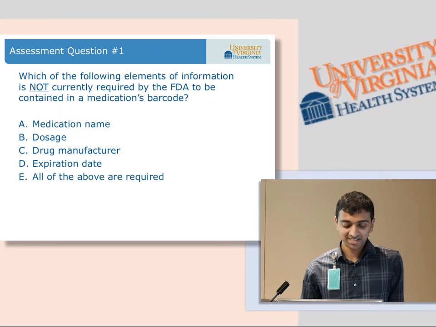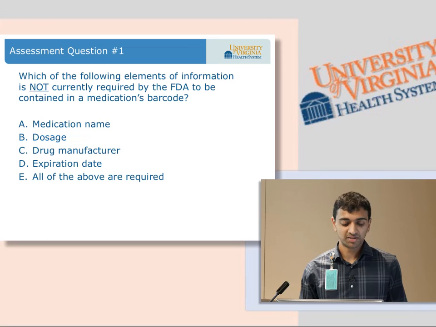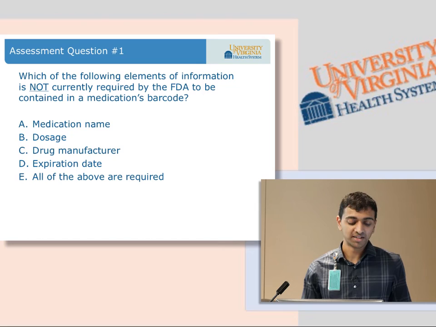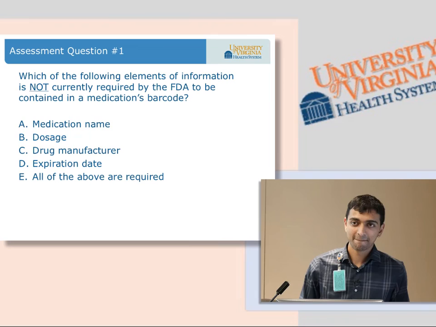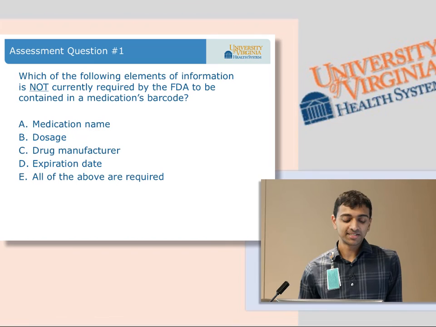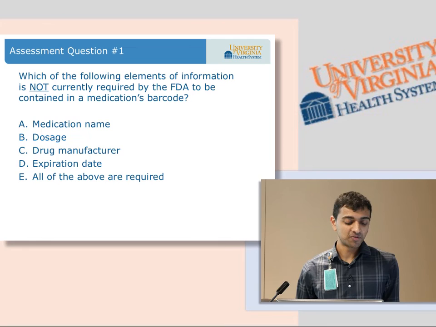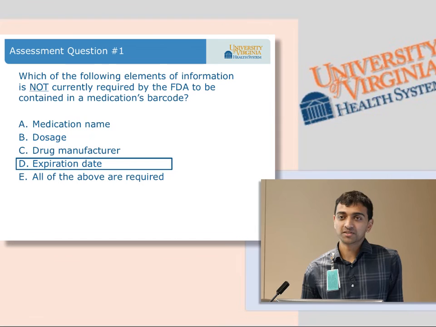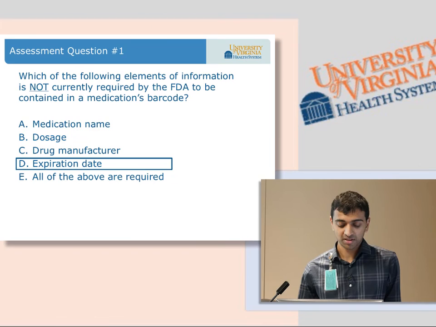So getting into assessment questions, I think you all have packs too. Going to the first question: which of the following elements is not currently required by the FDA to be contained in the medication barcode? Don't they all? Right now it's just the NDC that's required. And the NDC is the medication name or product, the dosage, and the manufacturer. Right now for medications, the expiration date is not required, but that's something that we hope to see in the future. It's only required for vaccines, but not actual medications or the remainder of our medications.